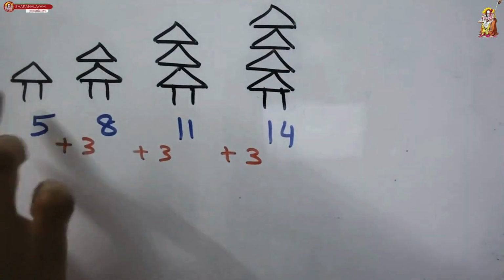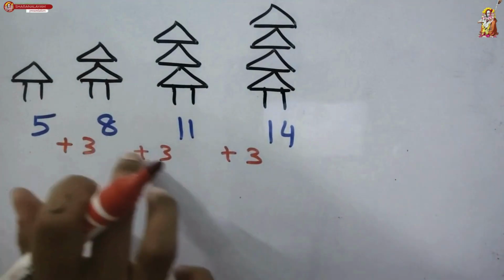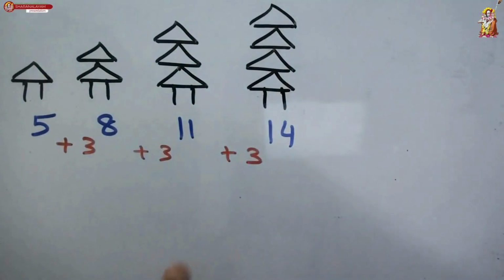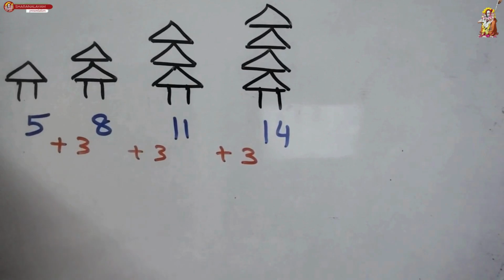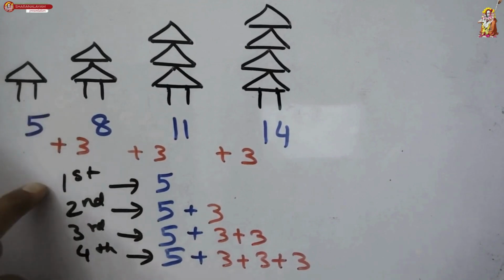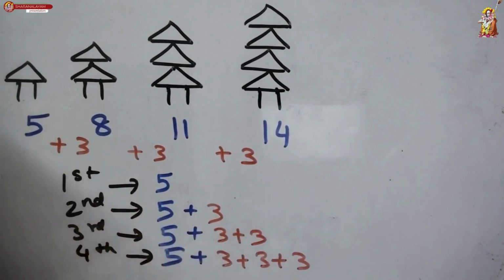5 matchsticks for the first one, plus 3 போட்டா 8 matchsticks for the second one, plus 3, 11 matchsticks for the third one, plus 3, 14 matchsticks for the fourth one. Now, how will you find out the number of matchsticks for the nth pattern? So, for the first one, you have 5 matchsticks. For the second shape, you have 5 plus 3 matchsticks.